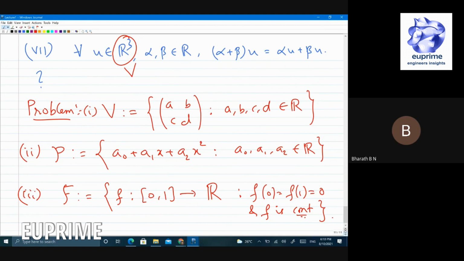The V that you consider could be R3, R2, or a set of continuous functions from 0,1 to 0,1, etc. Right? Is that clear? Okay. So now in the last class we looked at a few examples. So, the set of all 2 cross 2 matrices. Matrices are quite different from vectors, but aesthetically, right? So I can do one thing.